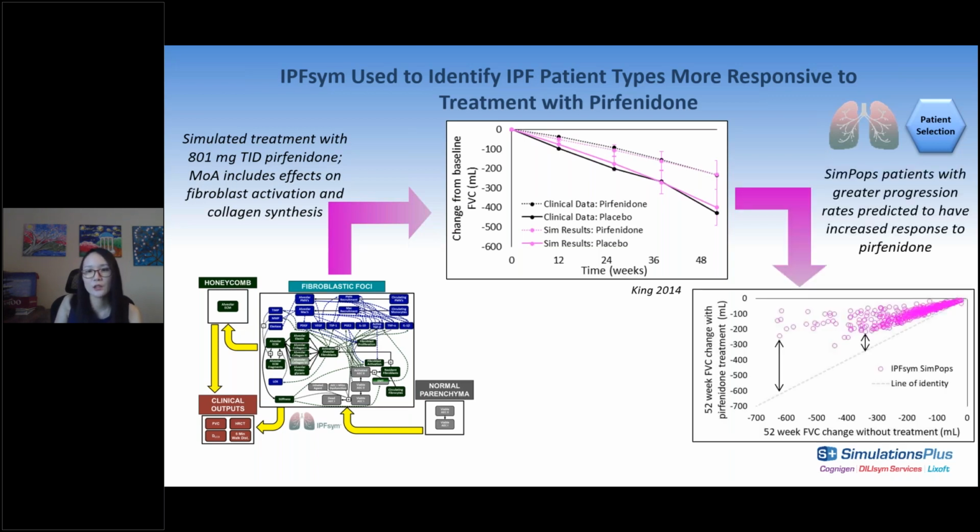So we took another step and ran some analysis and identified that among simulated populations, those with greater disease progression rate were predicted to have greater responses to the treatment, because in this case, the primary outcome was the absolute FVC change from the treatment baseline.